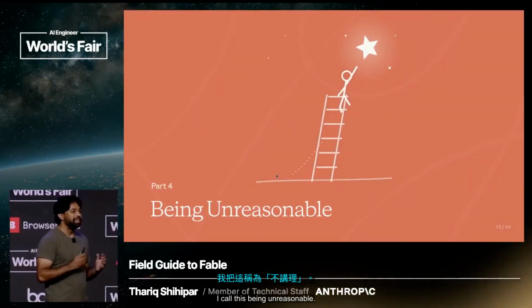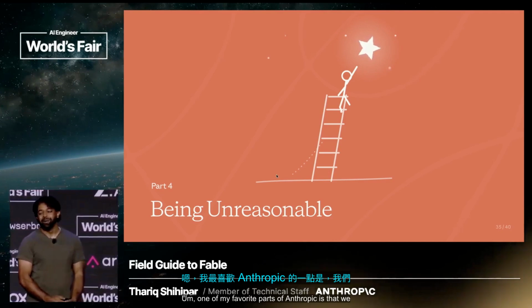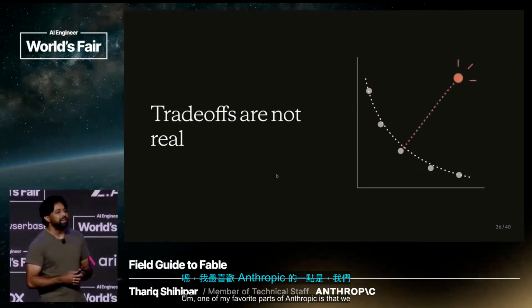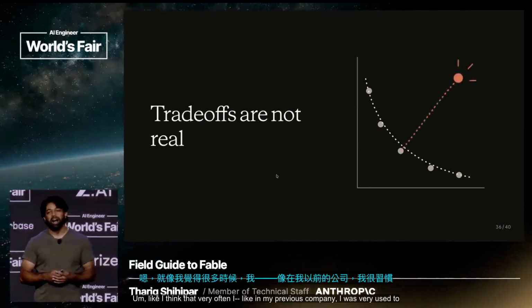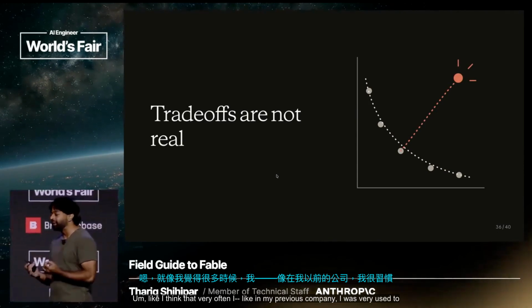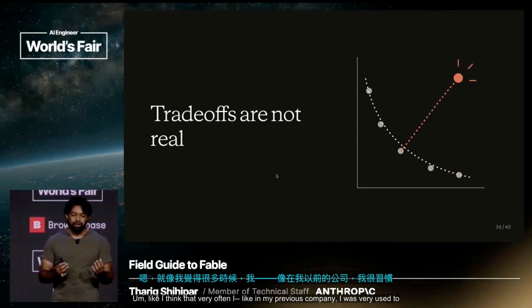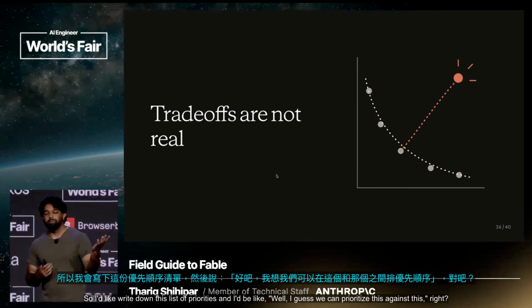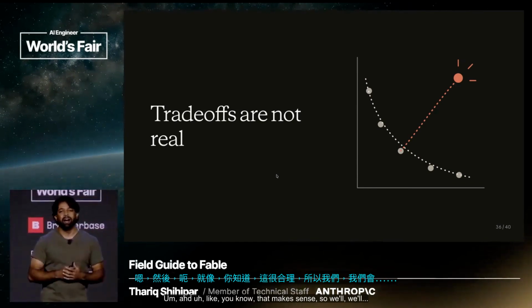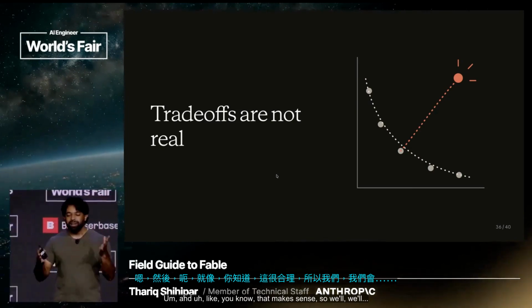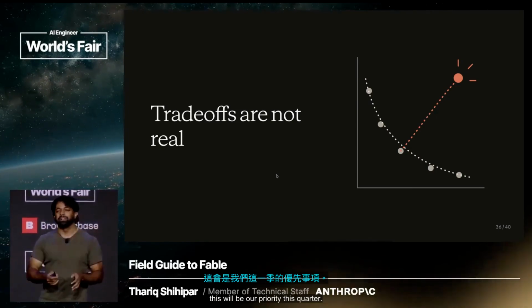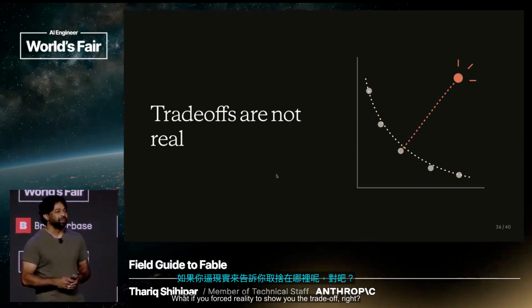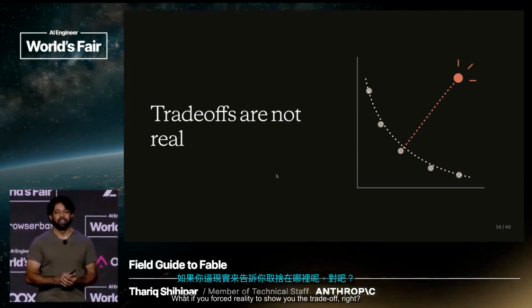I call this being unreasonable. One of my favorite parts of Anthropic is that we believe that trade-offs are not real. I think that very often, in my previous company, I was very used to being reasonable. So I'd write down this list of priorities, and I'd be like, well, I guess we can prioritize this against this, right? That makes sense. So this will be our priority this quarter. But what if you just did all of it? What if you forced reality to show you the trade-off, right?